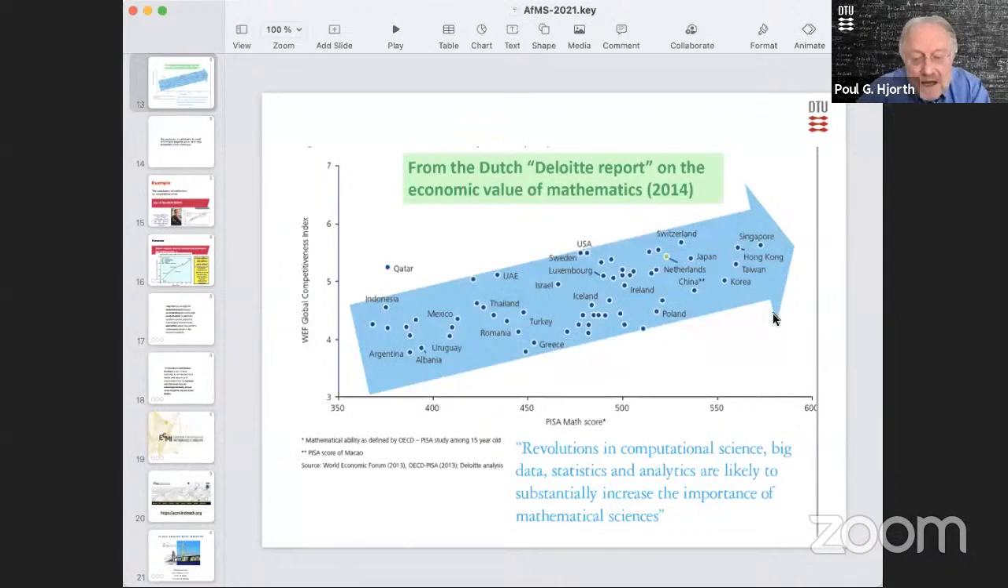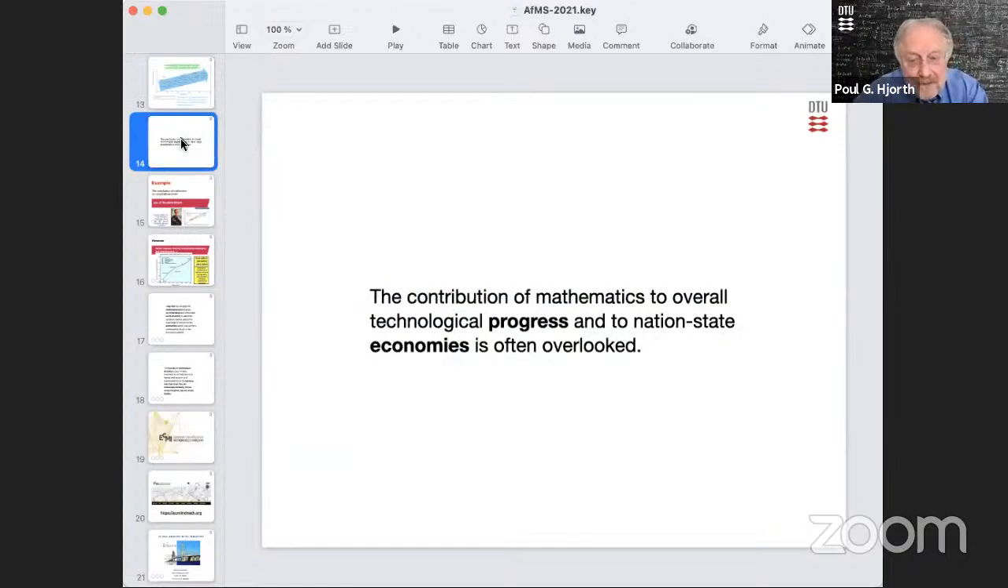And there is a correlation, and you can ask, what are the nations here at the very tip? These are nations like Korea, Taiwan, and Singapore, where we know that they make a lot of effort in mathematics. So this contribution of mathematics as a contributor to the competitiveness and the productivity of the economy is often overlooked.